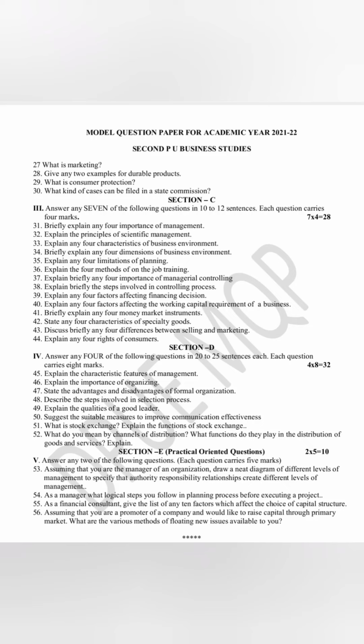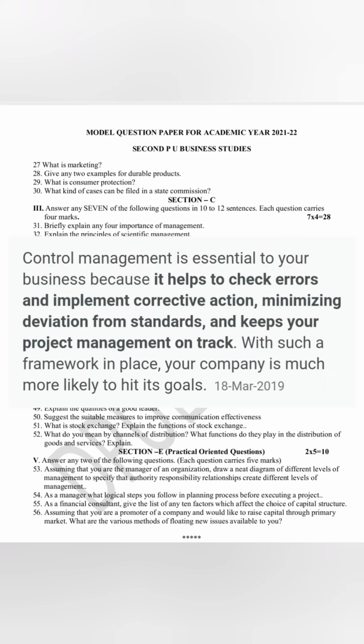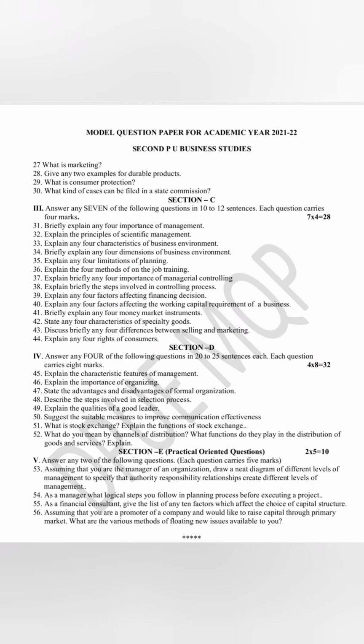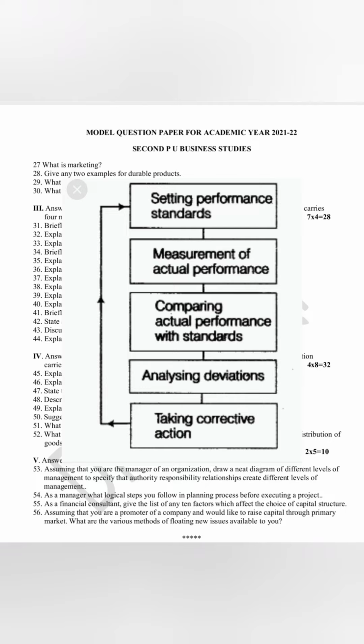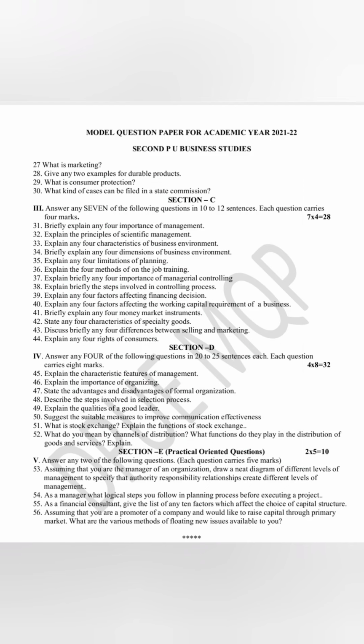So after on the job training, four importance of managerial controlling. Controlling is essential to check errors, to take corrective action, to minimize deviation from standard, and to keep our management on track. So these all are the importance of managerial control. The steps for controlling are setting performance standards, measurement of actual performance, comparing actual performance with the standard, analyzing the deviation and taking corrective action, avoiding errors. These all are the steps for controlling.